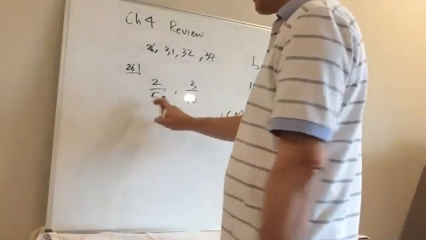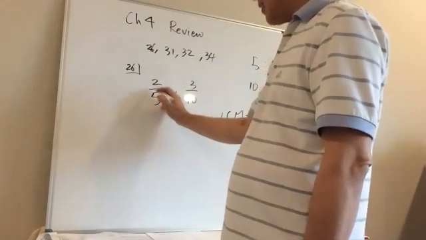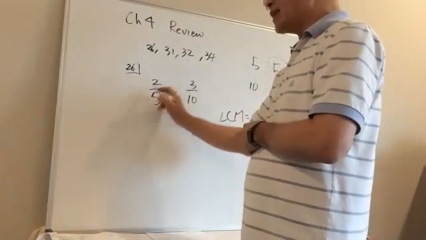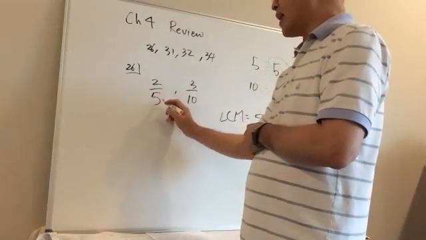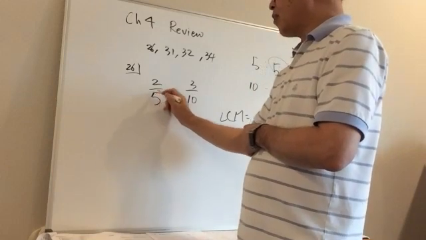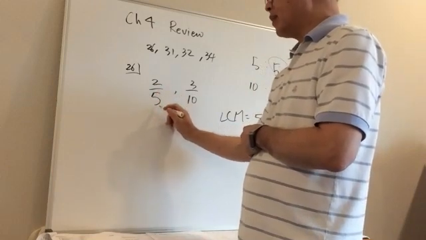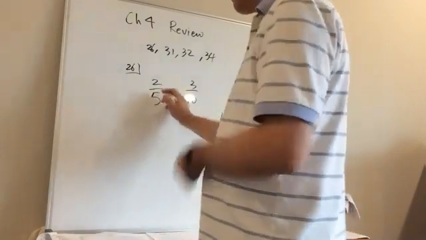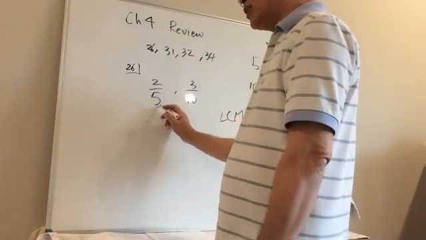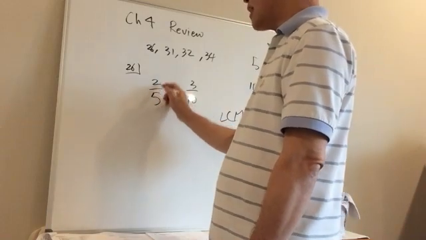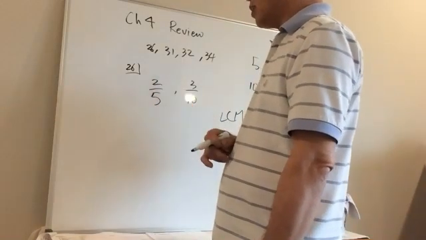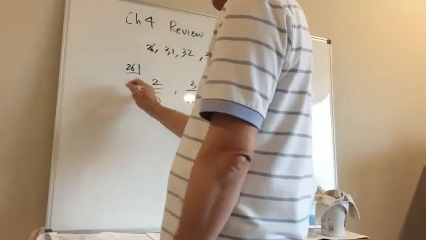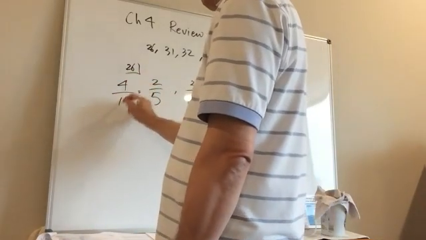So I want to make this guy into 10. If I were to multiply the bottom by 2, I obviously have to multiply the top by 2 also. So this is the same as 4/10.